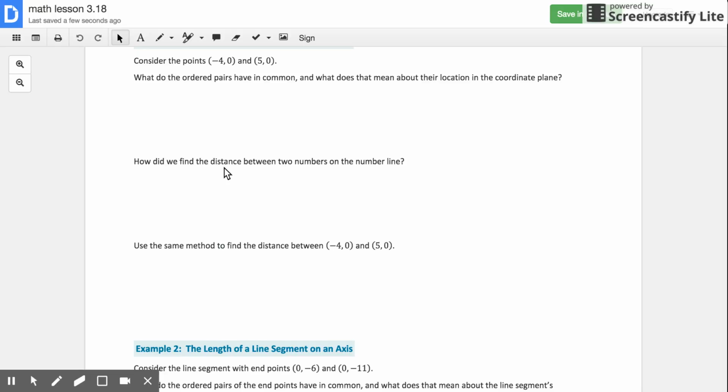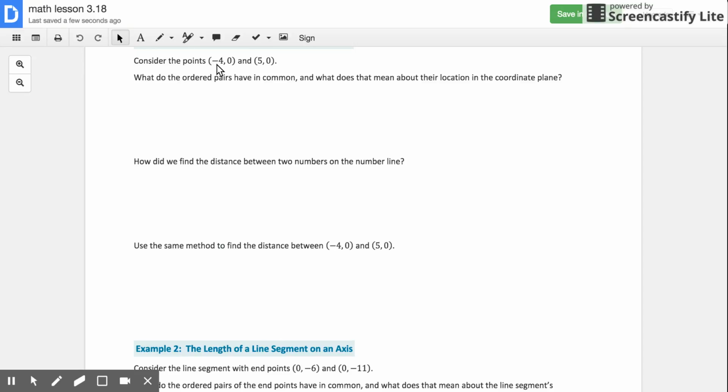Okay, for example 2, we've got the points -4, 0, and 5, 0. And I can see that this one is to the left of 0, and this one is to the right of 0. This is our x, y, x, y. And I noticed that the y's both have 0. So what do they have in common? They both have in common that the y coordinate is 0 for both of them. So what does that mean about where they are in the coordinate plane?